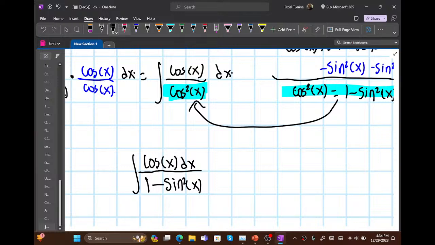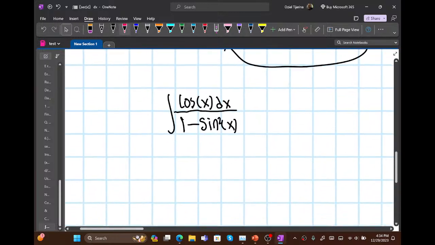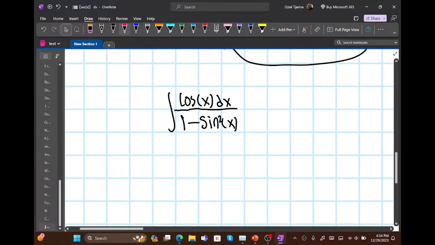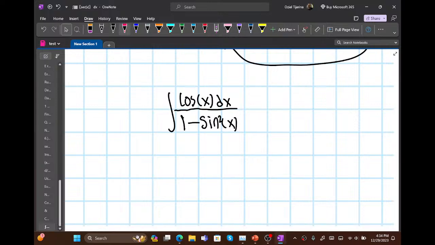Set sine of x equal to u. Let me think. Hold on. Yeah, so here u will be sine x and du will be cosine x dx. Good. Yes, so that's what I'm gonna do.